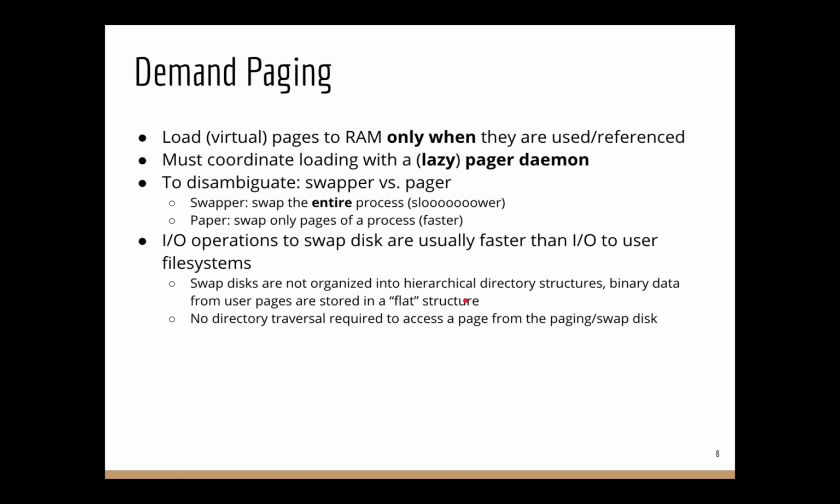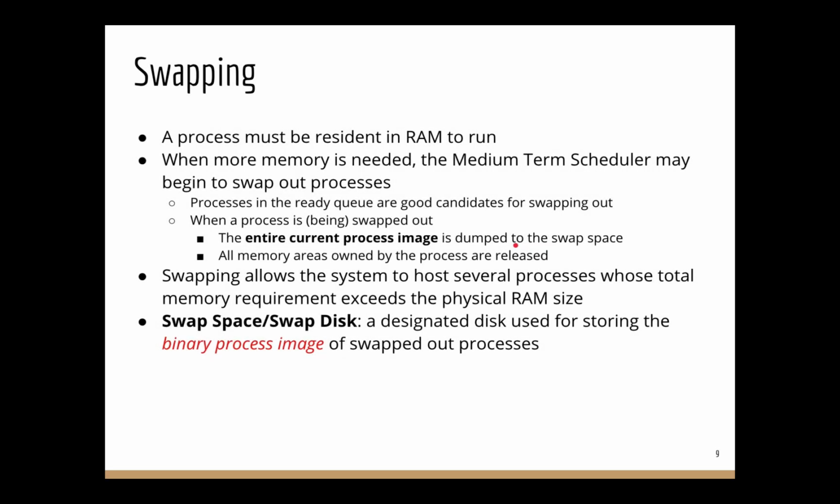When discussing CPU scheduling, we mentioned three kinds of scheduler: short-term scheduler, medium-term scheduler, and long-term scheduler. Swapper or pager is part of the medium-term scheduler, and its main job is to read or write binary process image into or from the swap disk.